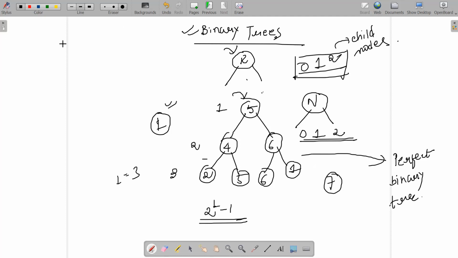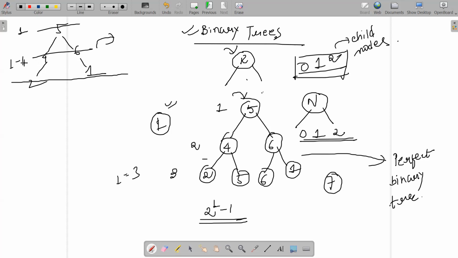Now let me know, whatever the previous structure was, 5, 4, and 6, and 2 and 1, whatever I have drawn, what kind of binary tree is it? Can you let me know? Here, see, what is the observation? Only the last level is not completely filled. Am I correct? Rest all the levels are completely filled. Whatever may be the maximum number of nodes from level 1 till level L minus 1, they are all completely filled. Only the last level is not completely filled.